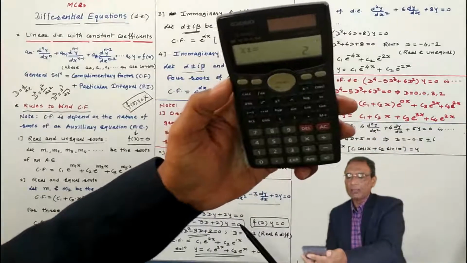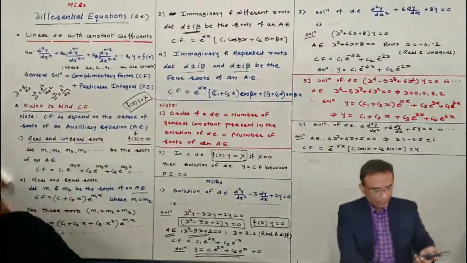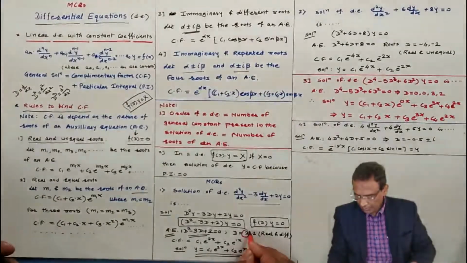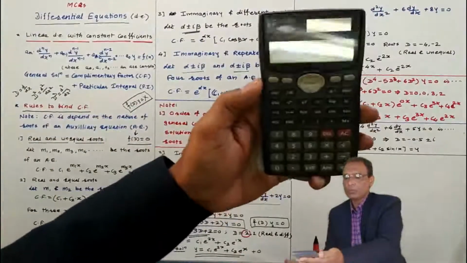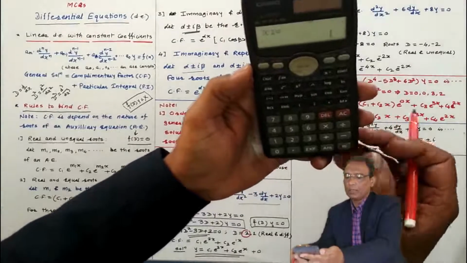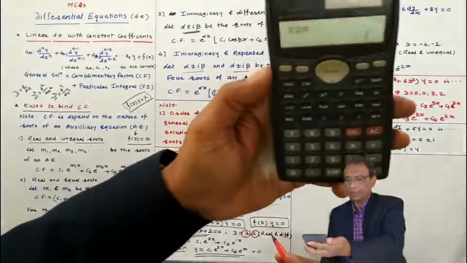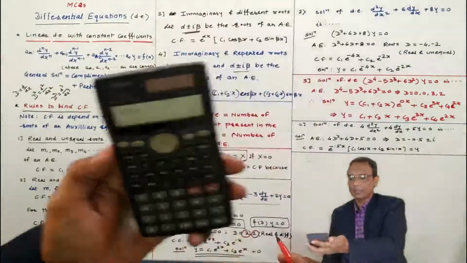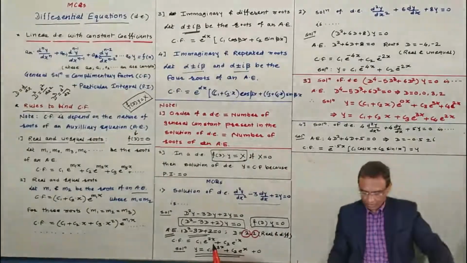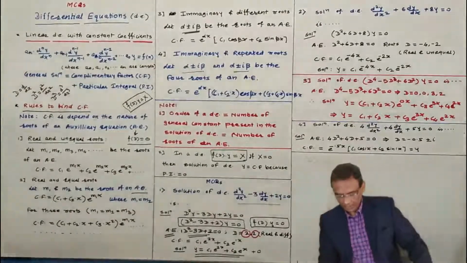Here the value of x1, the first root, is 2. We have obtained this 2. Again press the equal to button and I will get 1. We have obtained 1. In this way you can use the calculator to get the roots of an auxiliary equation.